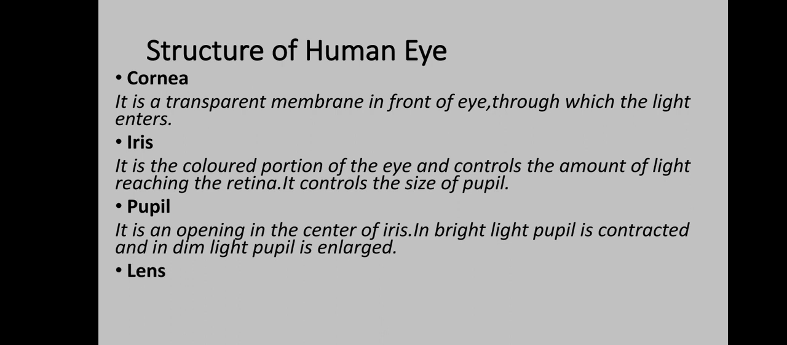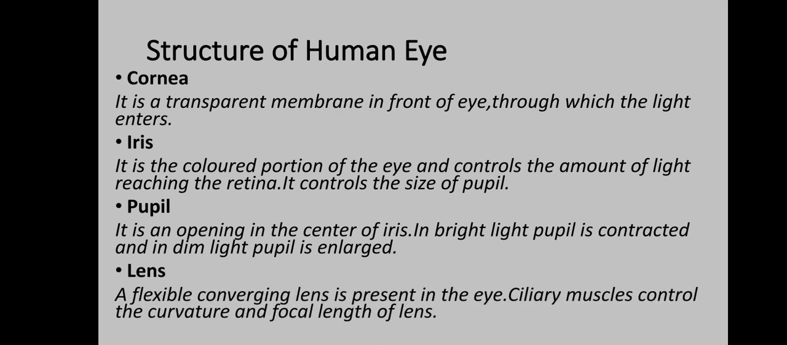Lens. A flexible converging lens is present in the eye. Ciliary muscles control the curvature and focal length of the lens. Converging lens means a convex lens is present in the eye. It is flexible, meaning it can adjust its curvature and focal length. It is the ciliary muscles that actually control the lens. So according to the movement of the ciliary muscles, their relaxation or contraction makes the changes in curvature and focal length of the lens. We will discuss it.